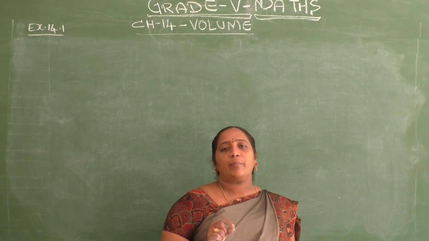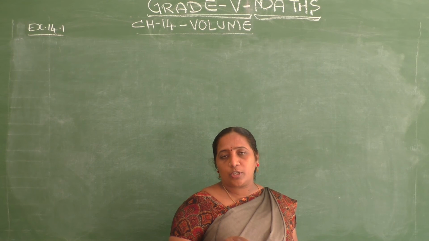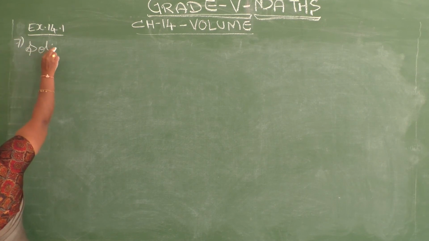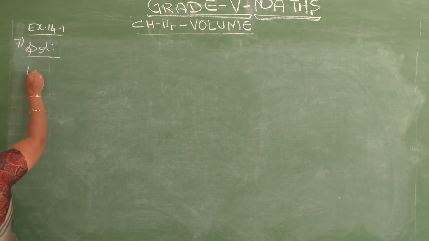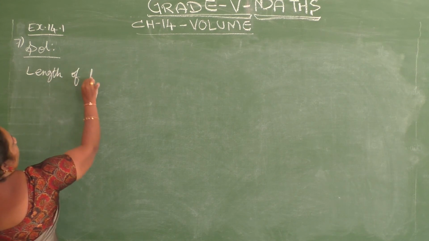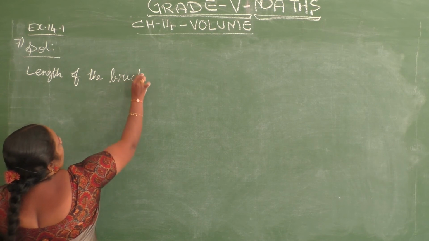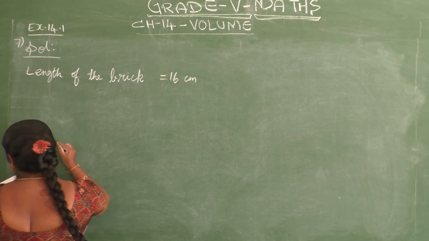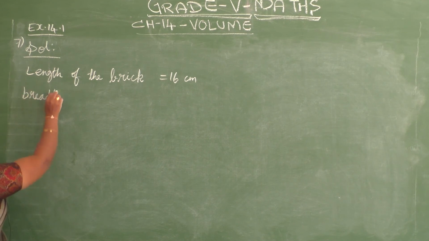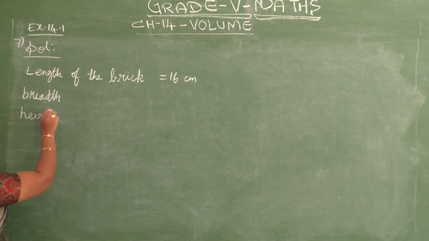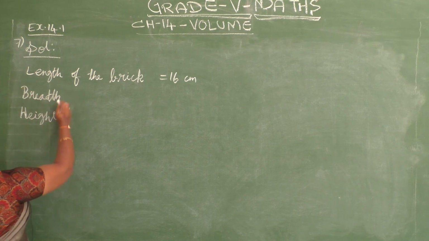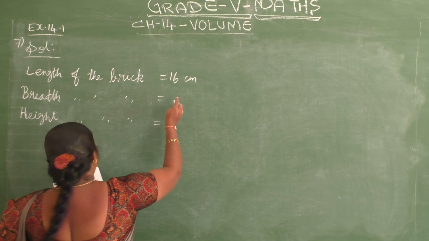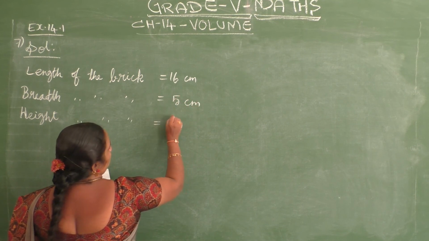You can copy the 7th sum from your textbook, ma, because it's a word problem. So you copy the question from your textbook. I work out the answer only here for the 7th one. Solution only I am writing here. So length of the brick is 16 centimeter. Then likewise breadth of the brick and height of the brick. You write in full form. Okay. Because the video is going very long, so time is going on. So 5 centimeter. Here also 5 centimeter.